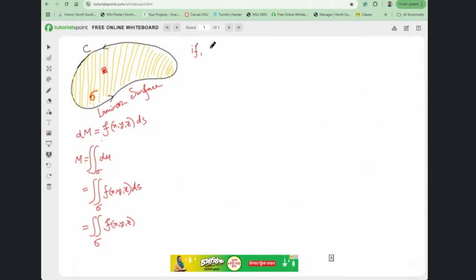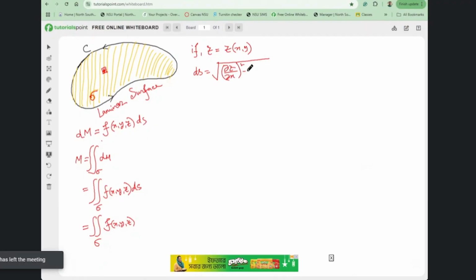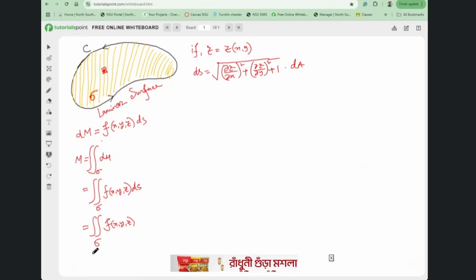If z is also a function of x, y, then ds can be obtained by the square root of (del z by del x) whole square plus (del z by del y) whole square plus 1, into dA. This is how it can be calculated, okay? And when we calculate dA, then sigma will be replaced by the region R.